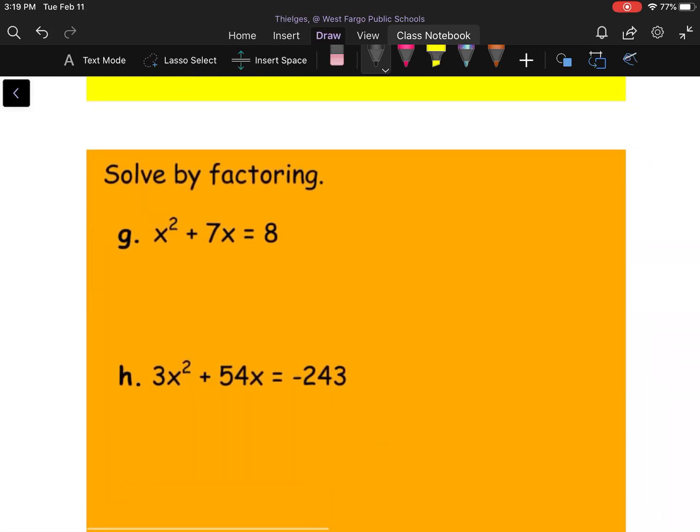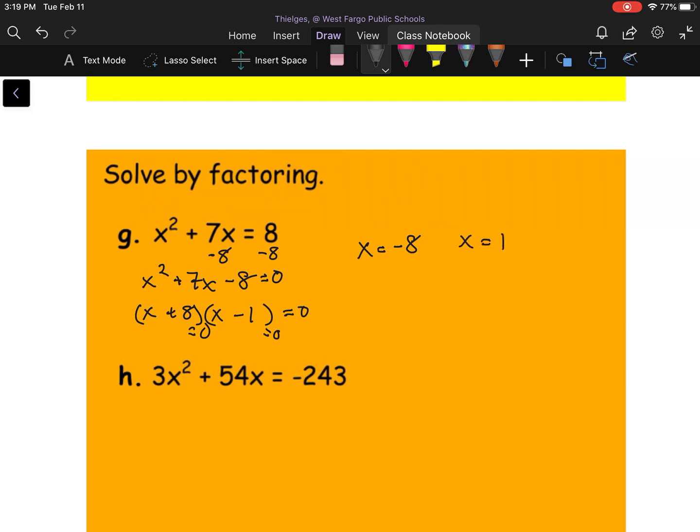Okay, now these aren't equal to 0, so what I'll do is I'll make them equal to 0. So I'm going to subtract 8 from both sides. And nothing's going to combine, so I got x squared plus 7x minus 8 equals 0. And now the factors of 8 that add up to be 7. A positive 8 and a minus 1. And it's the same thing as we did before. So x is equal to negative 8, and x is equal to 1.